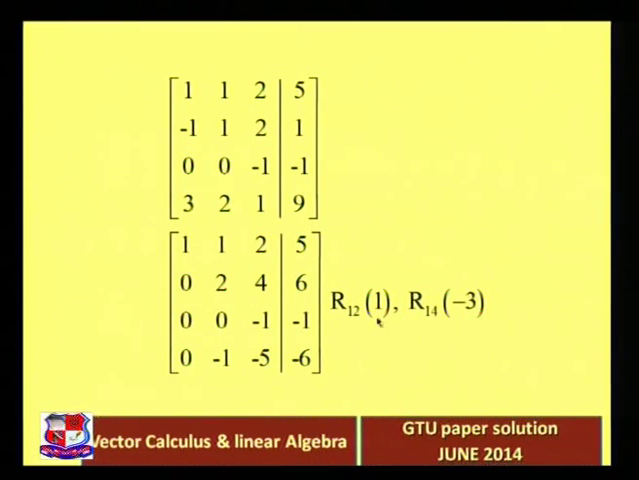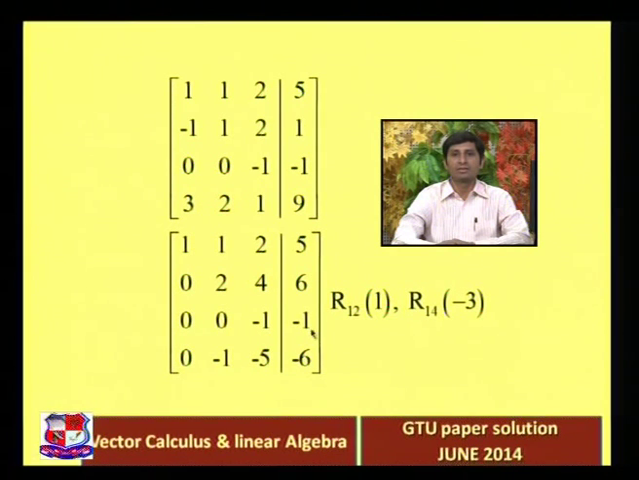So R1 to R2 and R1 to R4 with minus 3. The first row is as it is: 1 1 2 5. The second row is 0 2 4 and 6. The third row is as it is: 0 0 minus 1 minus 1.